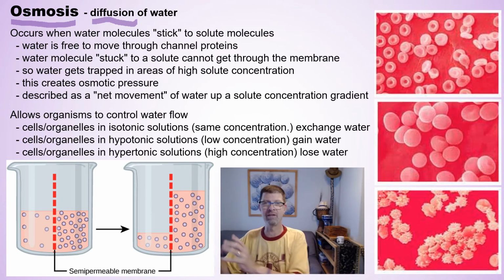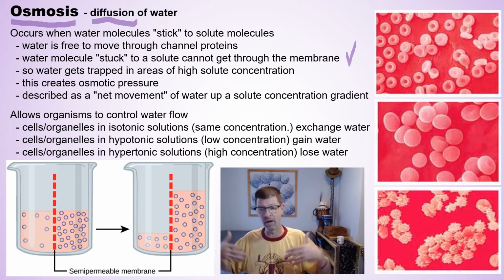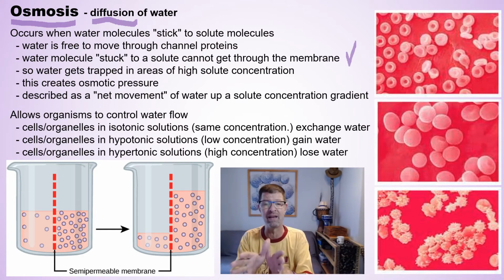It's random and then sticking and then getting stuck. And that's what I've said here. A water molecule gets stuck to a solute and can't get back through the membrane. We say that that is osmotic pressure. We're getting water onto one side of a membrane and then it gets stuck there. So we have a picture down here.